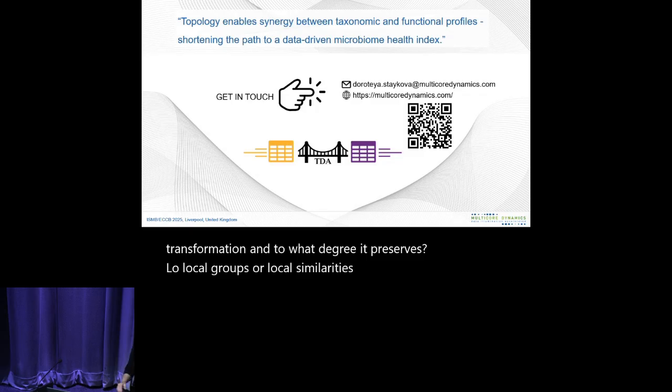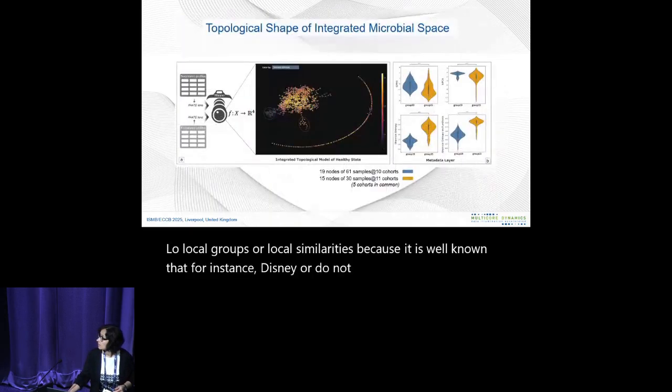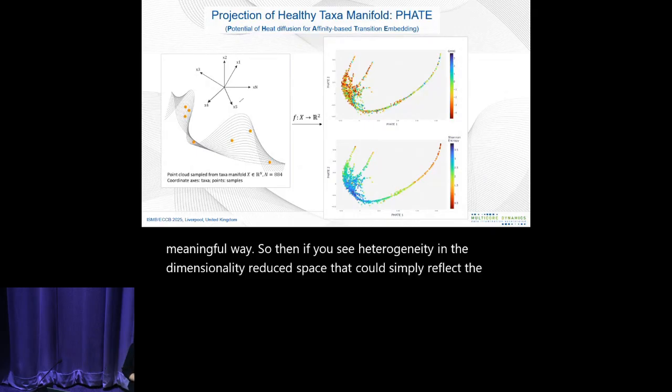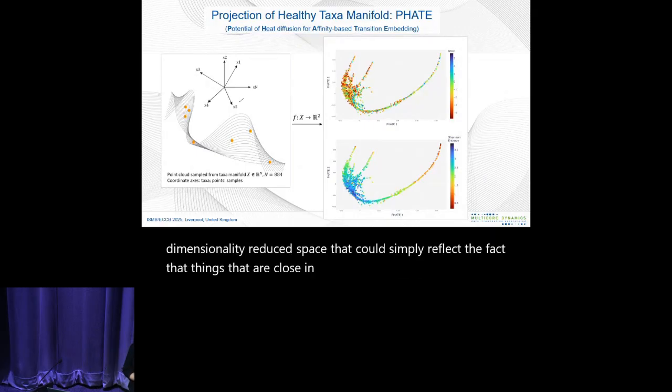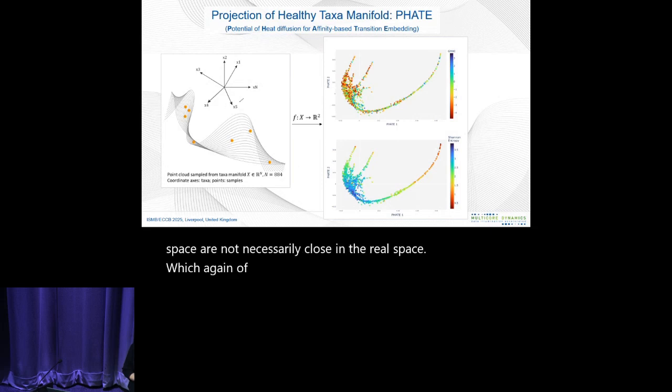Because it is well known that, for instance, t-SNE or UMAP do not preserve distances in a meaningful way. So if you see heterogeneity in the dimensionality reduced space, that could simply reflect the fact that things that are close in the reduced dimensional space are not necessarily close in the real space, which again, of course, raises the question, what's close? What type of metric would you be looking at?